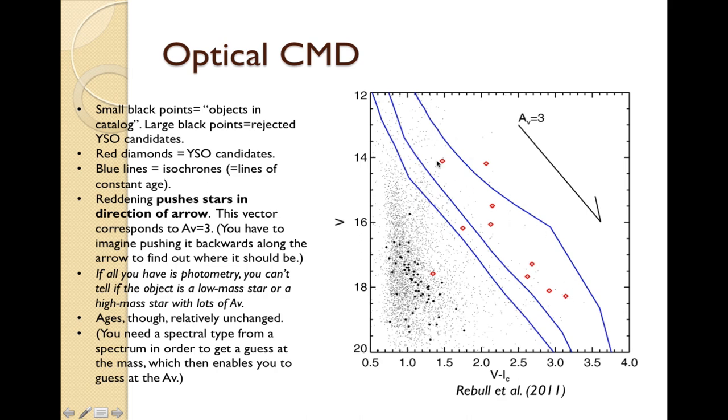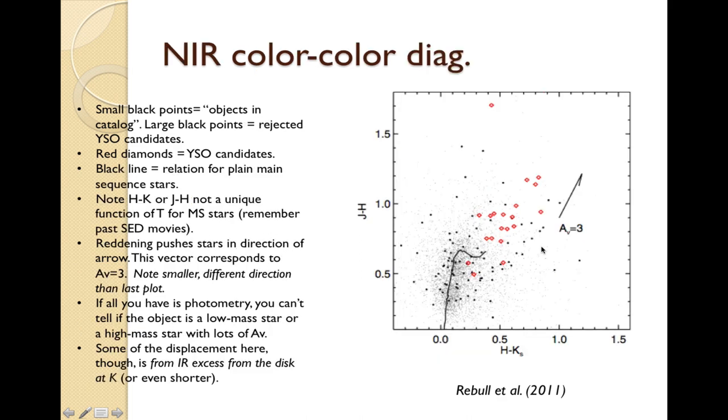Okay, so these young stars should be somewhere along these isochrones. Here's a near-infrared color diagram, J minus H versus H minus K. It comes from the same paper, so the little points are just everything in the catalog. The big black dots are things that we threw out as YSO candidates, and the red diamonds are the things that are surviving as YSO candidates.